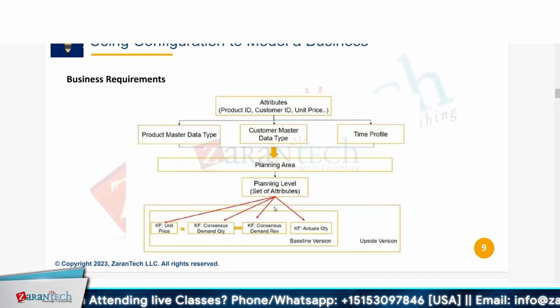So within key figures you have a lot of other options, where you can save these key figures in the data sets for your review, either for statistical forecast review or a supply planning review. Okay, so this is basically the diagram or the flow chart for the requirements for configuration of a model of a business.